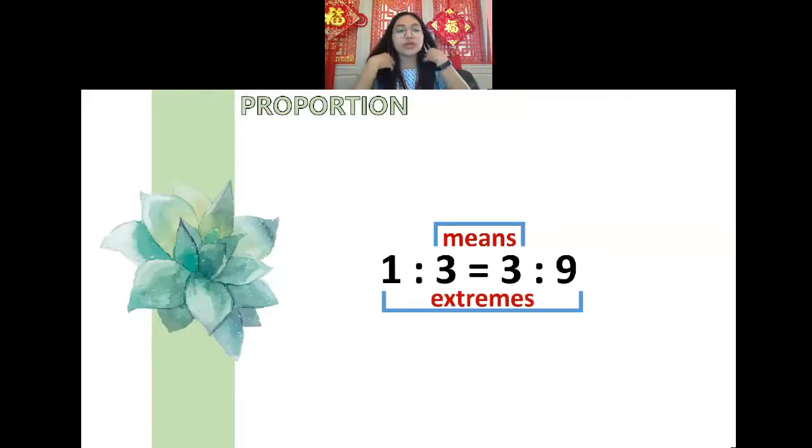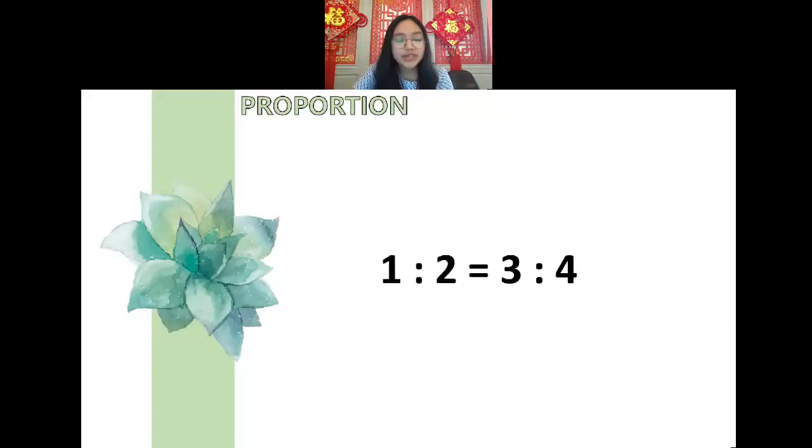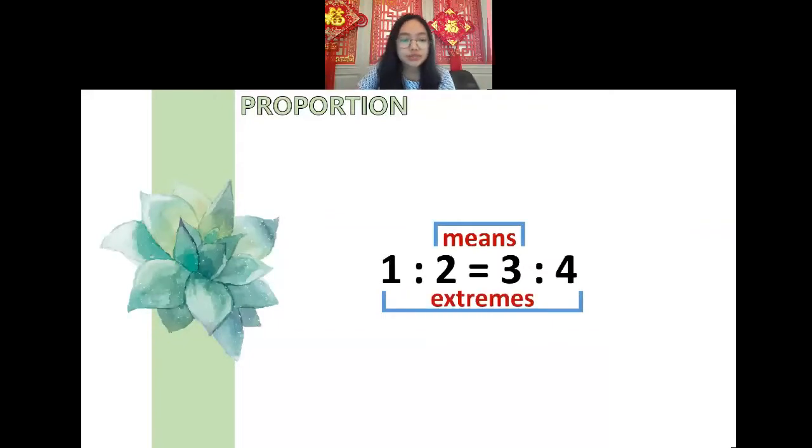Now how are we going to show that 1:3 is proportional to 3:9? Our answer should be equal. So let's try. We are going to multiply the numbers that are inside, the means, and multiply the extremes. So 3 times 3 is 9 and 1 times 9 is 9. Now, as you can see, they are the same numbers. They are equal. That means that is proportion. Okay, now how about this one? Try to answer this. Again, multiply the means and the extremes.